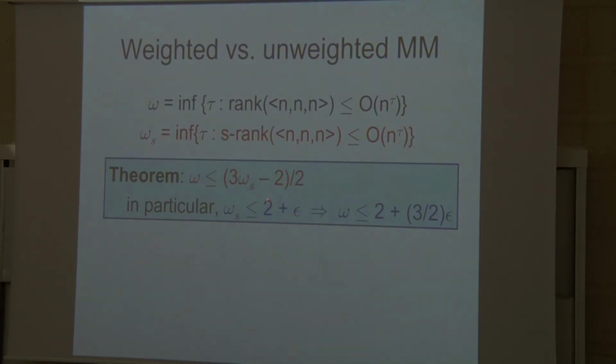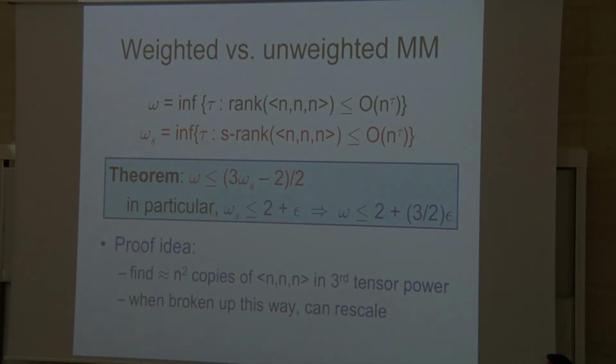And to see what this gives you, you should think of omega sub s optimistically as being something that's close to 2 plus epsilon. And the bound that you get on the ordinary rank of matrix multiplication is 2 plus 3 halves epsilon. So you get a 50% penalty. But of course, if epsilon is going to 0, so if you can prove the S rank exponent is 2, then you get that the rank exponent is 2.